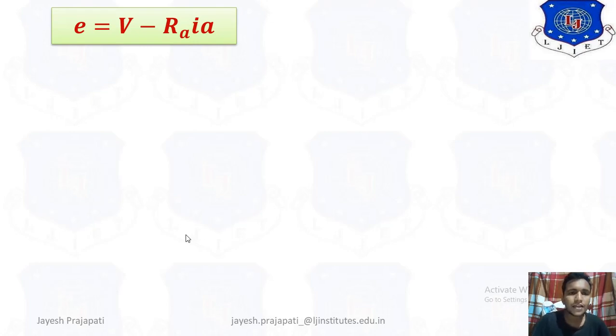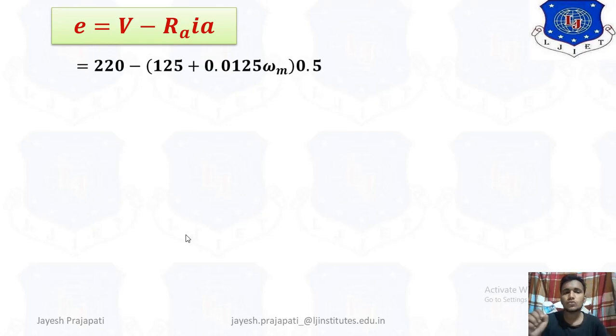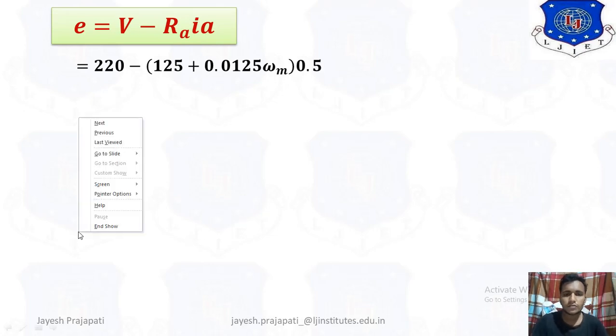Now we know the EMF equation: E is equal to V minus Ra into Ia. We know that the voltage, that is the DC voltage, is 220, as given in this example, and the Ia is taken from our previous slide also.